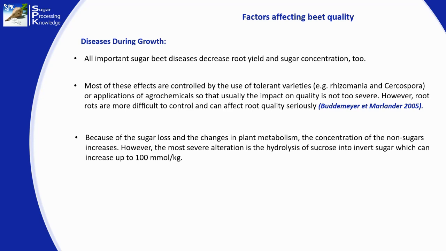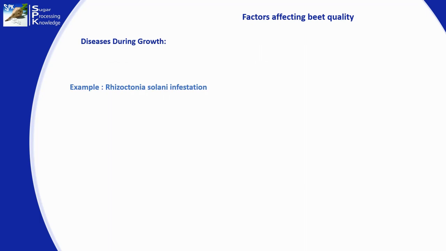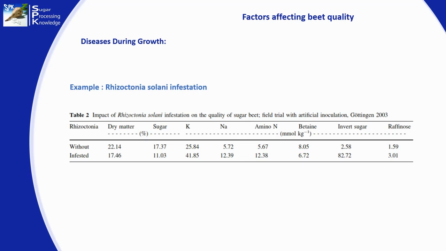We see here an example of a Rhizoctonia attack. In this table, we have two lines. In the first line, we have beets that are not infested, and in the second line, beets infested by Rhizoctonia. So we see a decrease in beet sugar content, but above all, a phenomenal increase in reducing sugars. We go from almost 3 millimoles per kilogram to 83 millimoles per kilogram of beet.